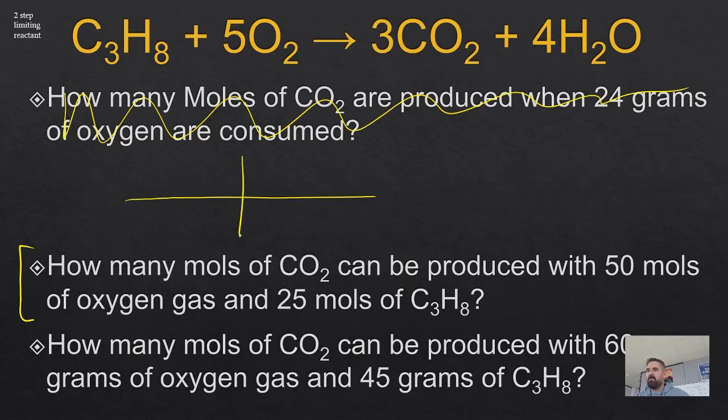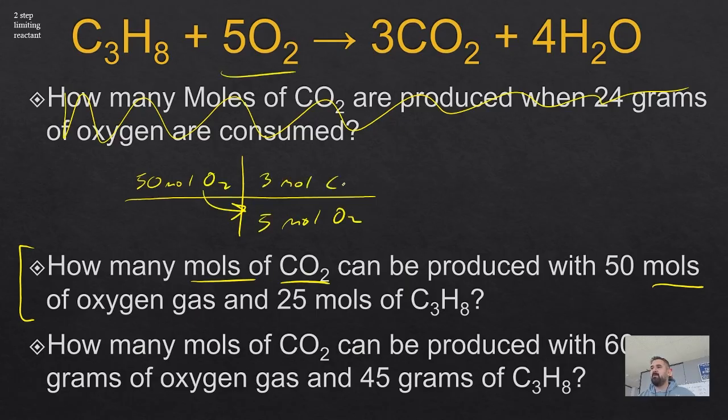So for our first one, by the way, they give us moles and they ask for moles. So this is a one-step equation. So it's going to be 50 moles of O2. Down here, we're going to put moles of O2. And again, it's going to be 5 moles of O2. And they're asking for CO2, so it's going to be 3 moles of CO2.